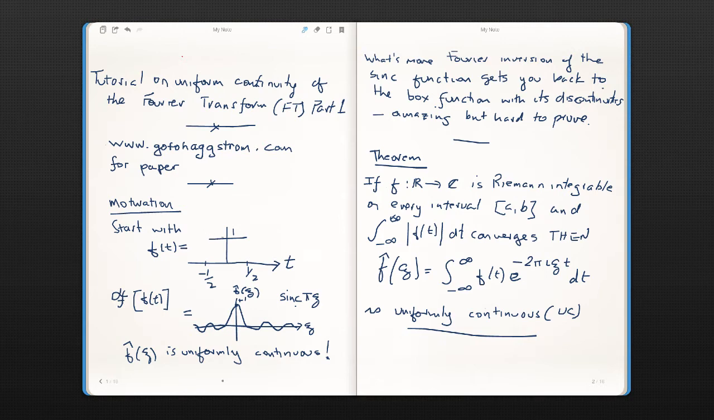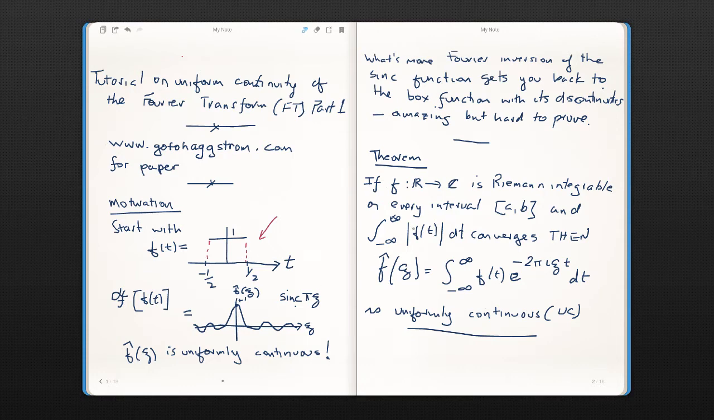As a motivation, let's start with a classic signal from electrical engineering, which is this box function here. It's just 1 on the interval minus a half to a half. When we take the Fourier transform of this, something miraculous happens. Notwithstanding the discontinuities here and here, we get this continuous function, and it's actually more than continuous, it's uniformly continuous, and this is the sinc function. So you go from this discontinuous phenomenon here to this uniformly continuous phenomenon. So this is quite a powerful result.